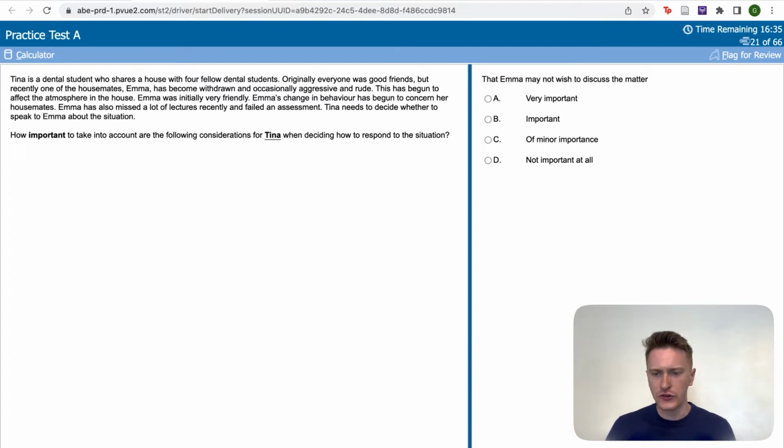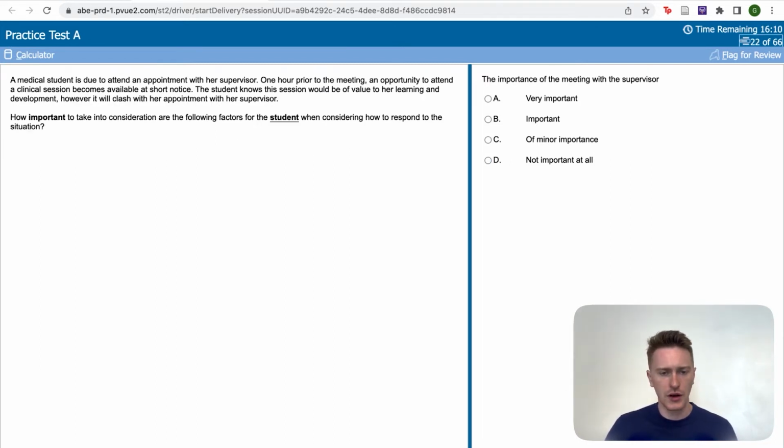That Emma may not wish to discuss the matter. That is definitely not important at all. If you've got a housemate that's being a right pain and you've got a problem, you need to address the problem. With the situational judgment test, it's all about addressing problems. If you're not addressing the problem because Emma may not wish to discuss it, it doesn't matter whether you're looking out for Emma's feelings or not, you're just skirting around the problem. It's not important at all, therefore.